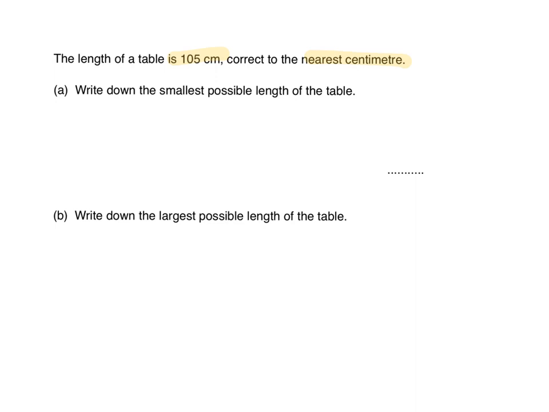So I've got 105 centimetres, and it's to the nearest centimetre. So if I think, what is the centimetre above that? Well, that's going to be 106. And what's the centimetre below that? Well, that's going to be 104.